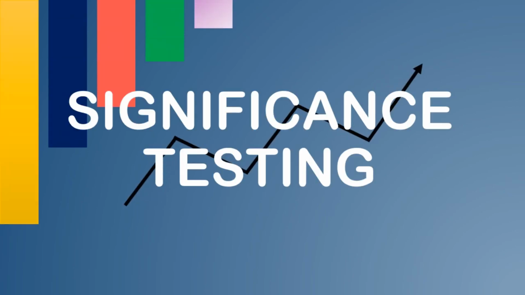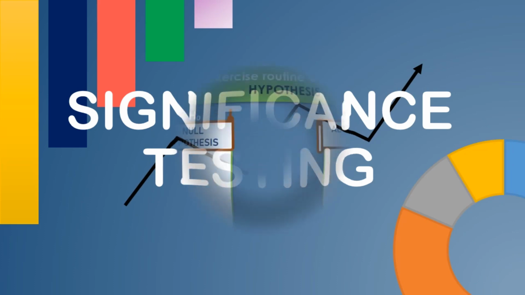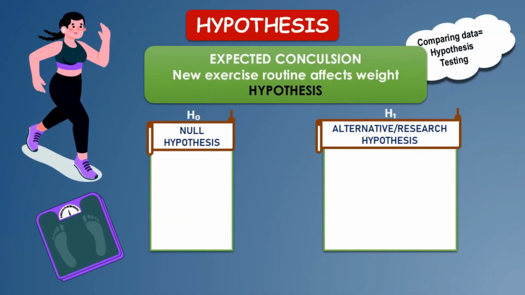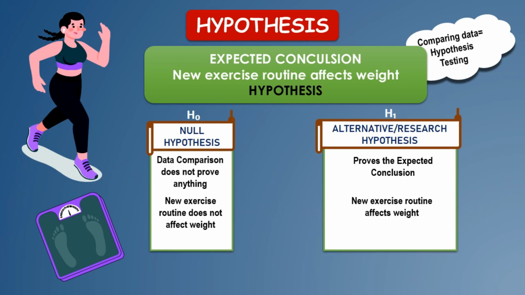Today we are going to discuss significance testing. In the last video, we discussed null hypothesis and alternative hypothesis. In short, alternative hypothesis is the theory we want to prove through data analysis, whereas null hypothesis is the opposite of alternative hypothesis that states that a data does not change anything that is already known. Our objective while data analysis is to prove alternative hypothesis.